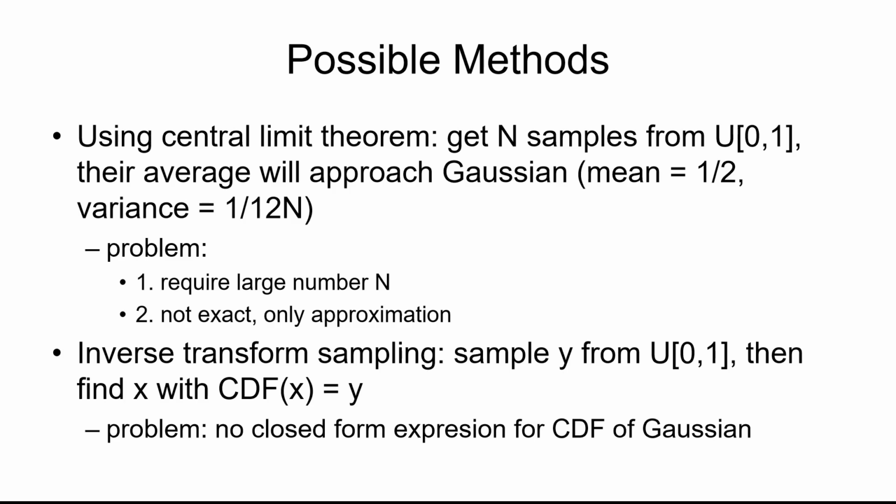That's the second problem. Okay, and the second approach we can do for getting the sample from the Gaussian distribution is to use the inverse transform sampling, which we discussed in the last video. So the idea is that we sample y from uniform distribution 0 to 1, and then we find x with the Gaussian CDF of x equal to y. So this approach is efficient, but the problem is we do not have a closed form expression for CDF for Gaussian. So it does not have an analytical expression for sampling.